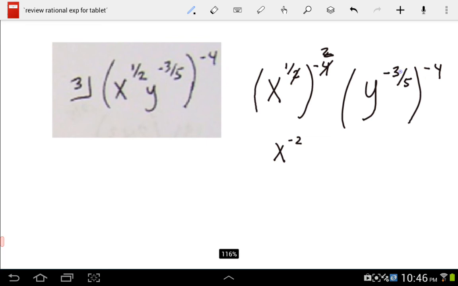So all I have to do is multiply my numerators here, which is -3 times -4. It's going to be +12. And then 5 times 1 would be 5. So we get y to the, I was going to say negative, that's wrong, +12/5ths power. Now I can't leave this negative, just like in the last one. We'll just move it to the denominator and make it positive there.